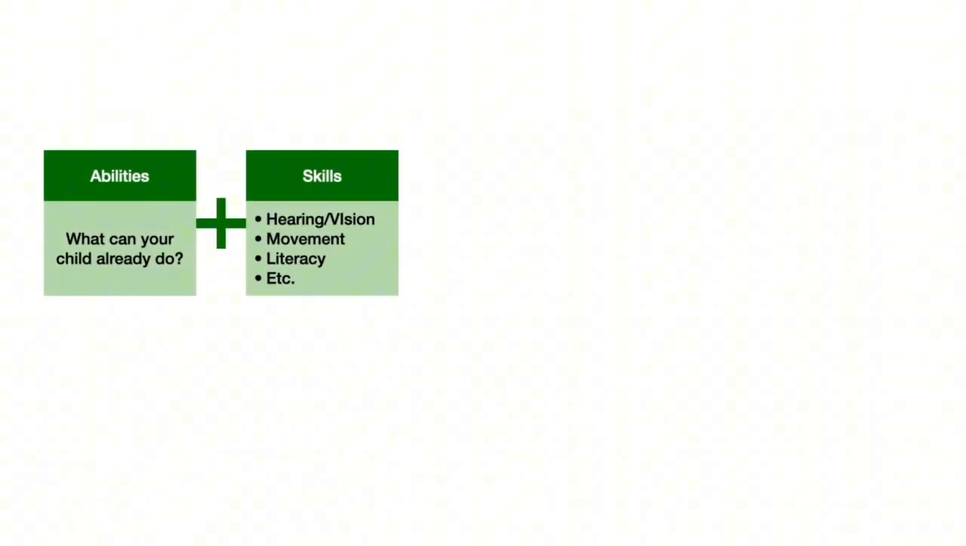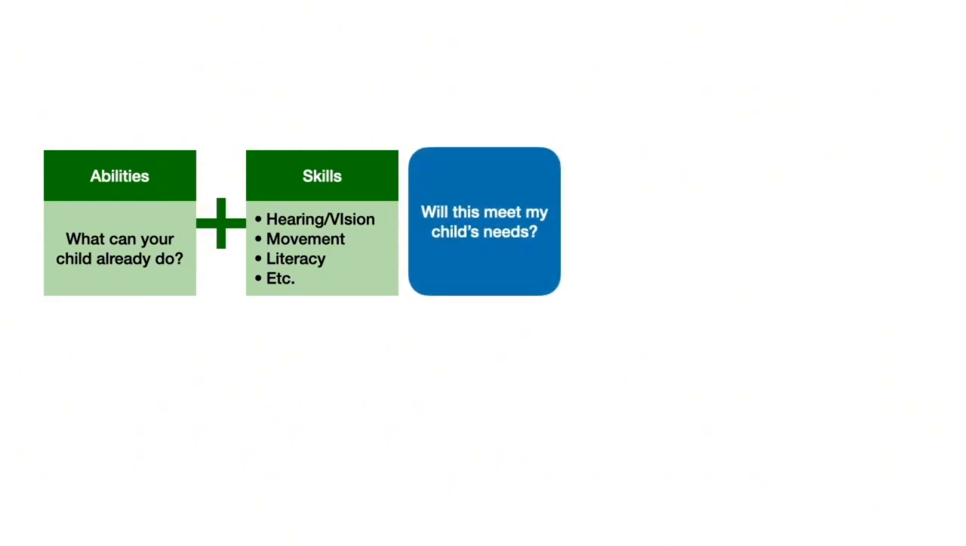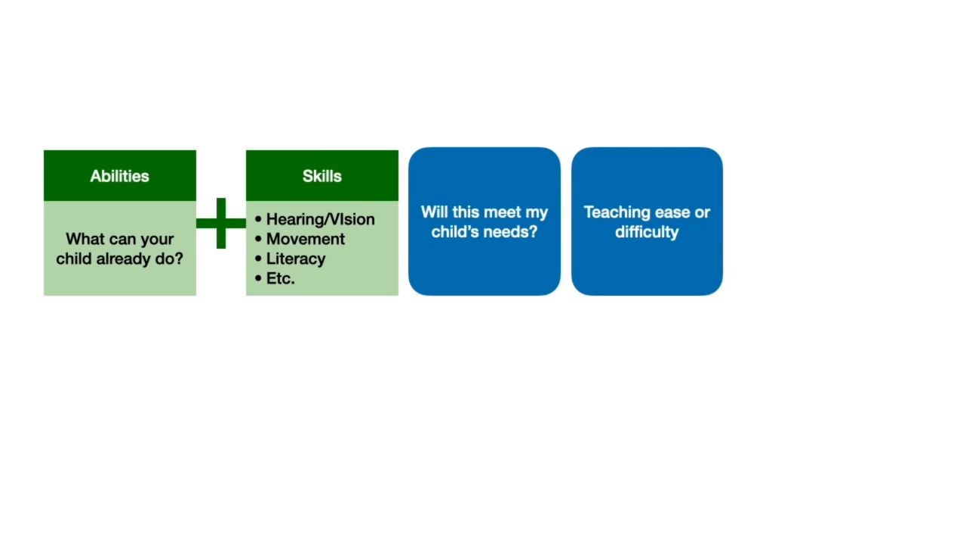To determine the best FCT communication method for your child, consider your child's abilities and skills. These skills may include developmental ability, hearing, vision, movement, language, literacy, vocal, planning, and problem solving. Make sure the FCT method will meet your child's needs. Think about your child's needs and how hard or easy it will be to teach them the new way. Ensure your child has all the skills needed to use the FCT response.